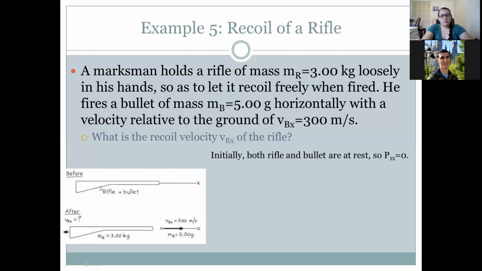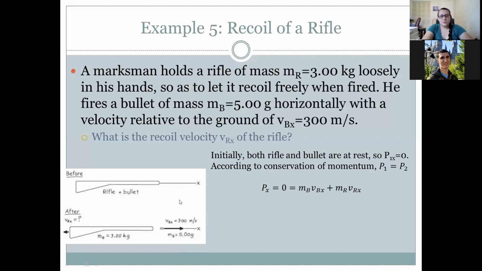Initially, both the rifle and the bullet are at rest. They are not moving with respect to the ground. So our initial total momentum in the x direction is 0. And then, of course, according to conservation of momentum, our initial momentum is the same as our final momentum. The total value is the same. So P1 equals P2.